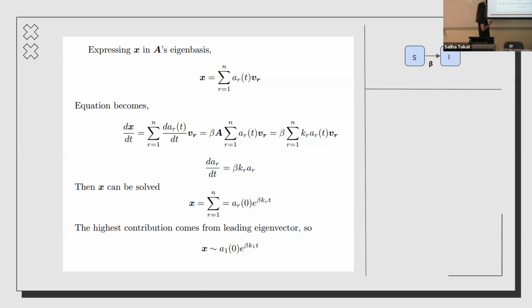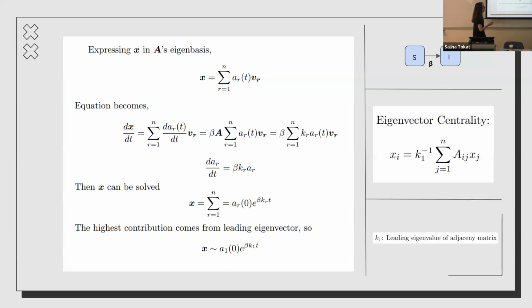And then we just manipulate the equation. We match the term with v_r as coefficient. And then we just find an equation such that. Then we solve for x. The x is like that. There is a typo here, I think it should be v_r. So we see that the highest contribution comes from the leading eigenvector.